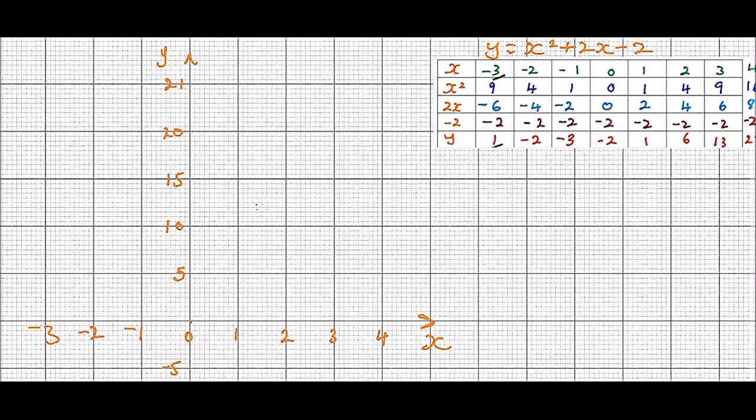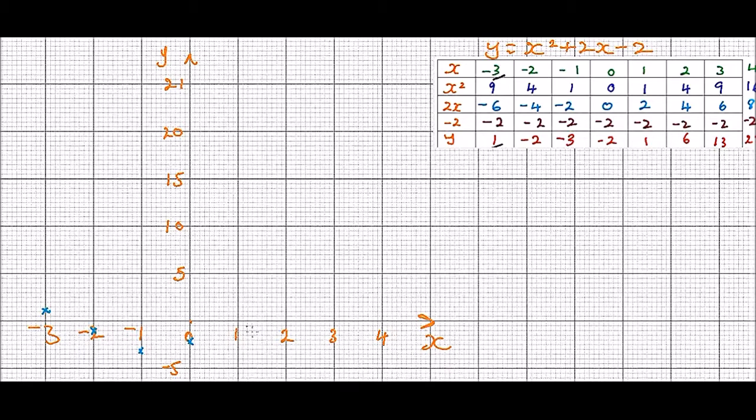From there, using our table, we identify the points. So when x is minus 3, y is 1. One small square represents 1. So we have our point there. Then when x is minus 2, y is minus 2. So that is where we have our mark. When x is minus 1, y is minus 3. So 1, 2, 3. That's where we have our mark. When x is 0, y is minus 2. So we have minus 2 there.